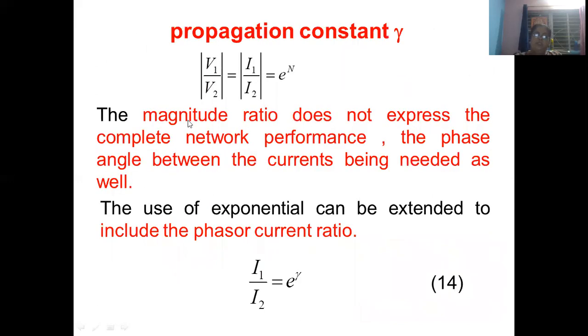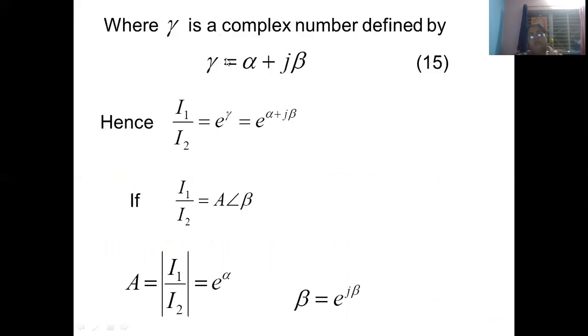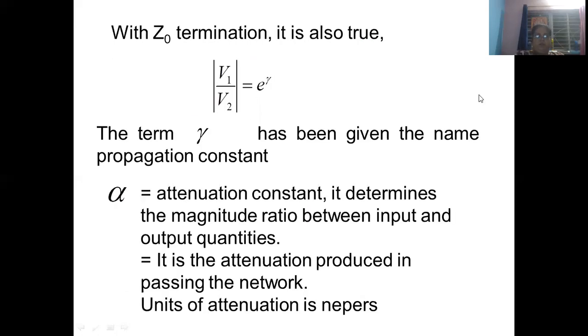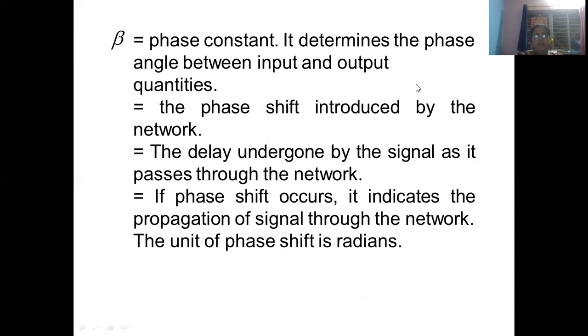Propagation constant: the magnitude ratio does not express the complete network performance. The phase angle should also be represented. So e to the power of gamma is I1 upon I2 or V1 upon V2, where gamma is a complex variable and it is given by alpha plus j beta. So we have taken gamma as a complex variable which has two values. Alpha is the magnitude or attenuation constant and beta is the phase constant. Here we have described it.